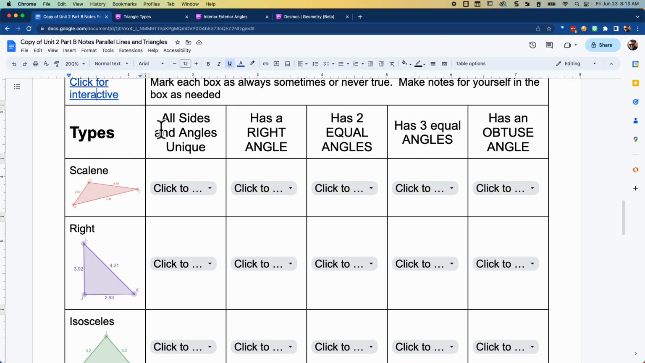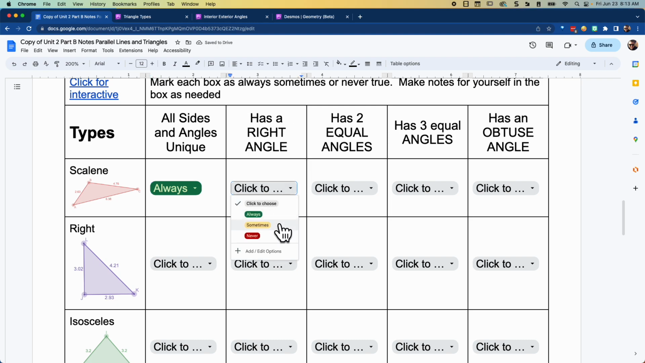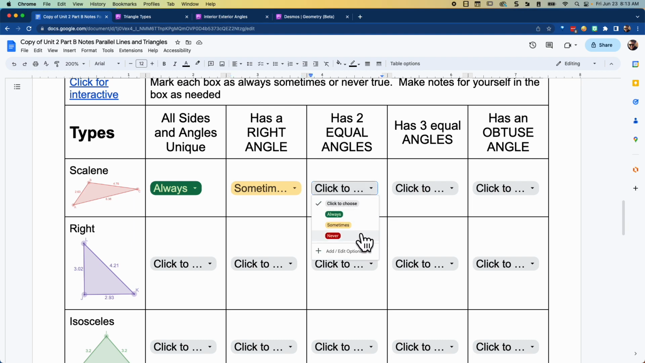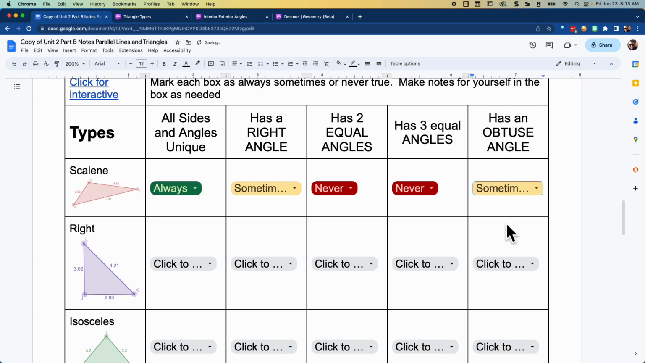So on a scalene triangle, all sides and angles are unique. That's always true. Does it have a right angle? It could. It's possible to be a right triangle, like if I were to drag B or A or C into a specific location, but it's not always that way. Has two equal angles? If it's scalene, all the sides and angles have to be unique, so that can't be true. Has three equal angles? That can't be true either. Has an obtuse angle? Sometimes true, like I showed that it could be obtuse, it could be acute.